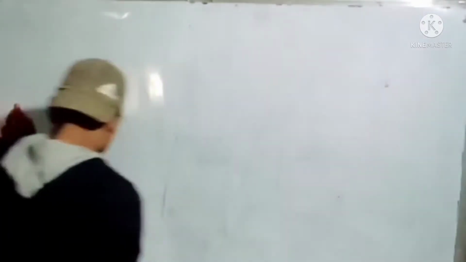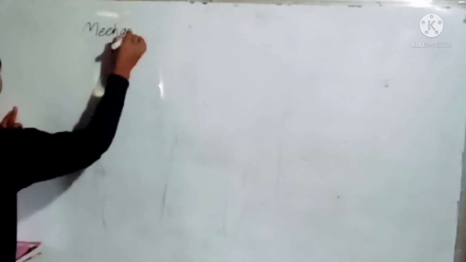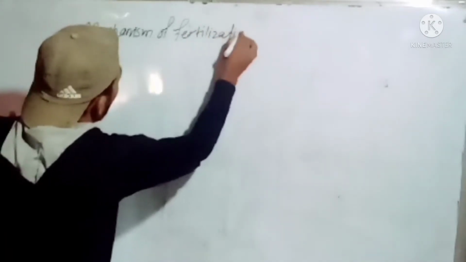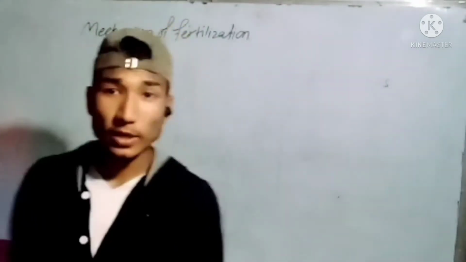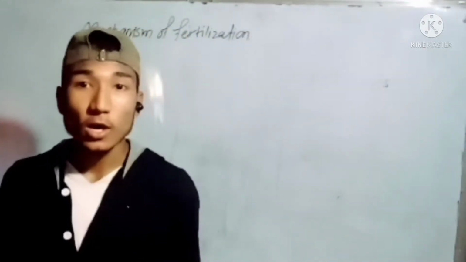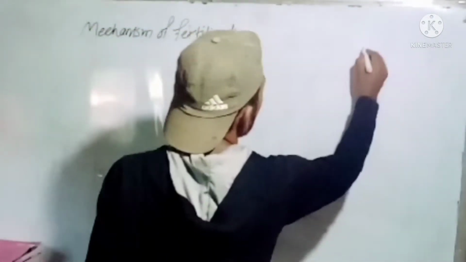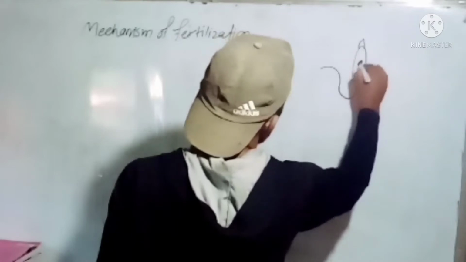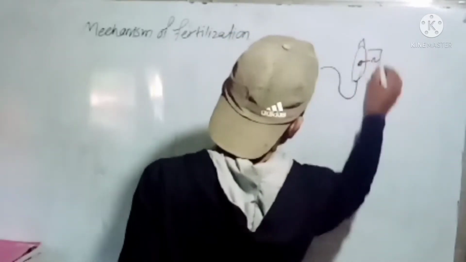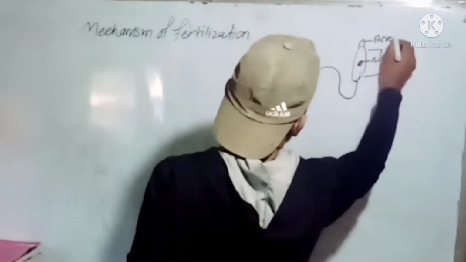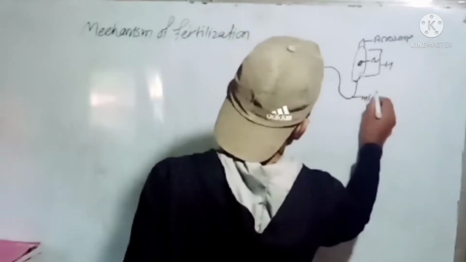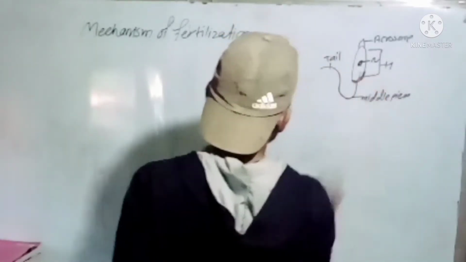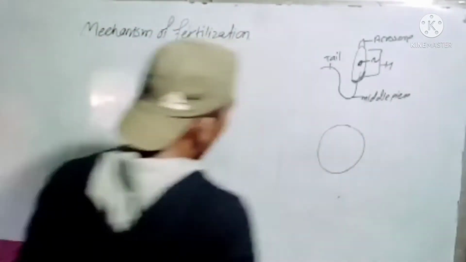So, the mechanism of fertilization. In the previous video we discussed the structure of sperm and ovum. The structure of sperm is like this: this is the head, with the presence of the nucleus and the acrosome over the head, this is the middle piece, and this is the tail, and there is the presence of mitochondria and centriole also.